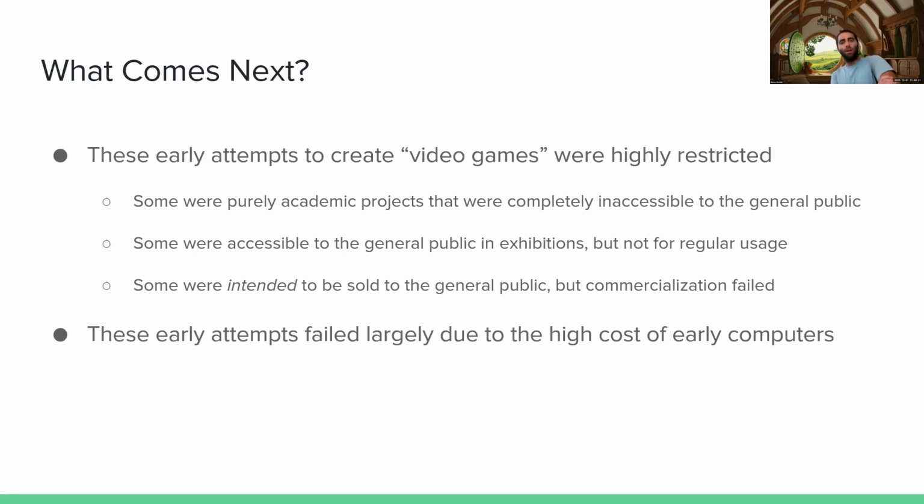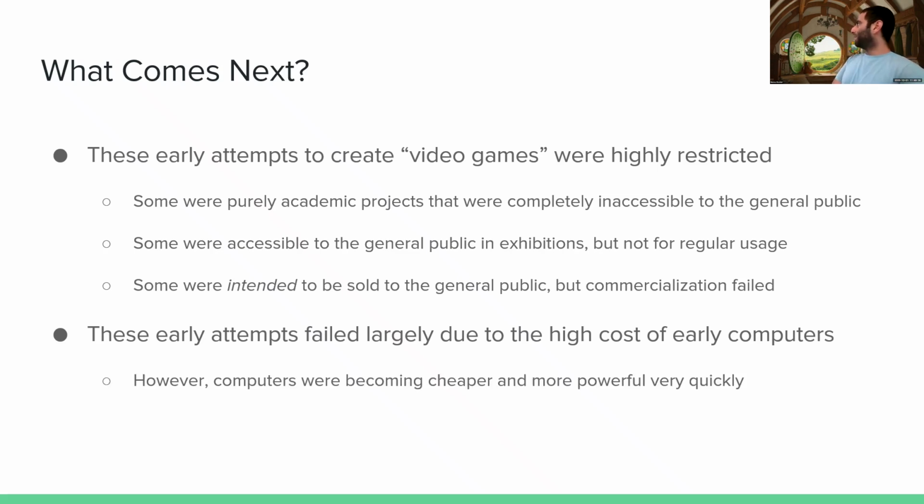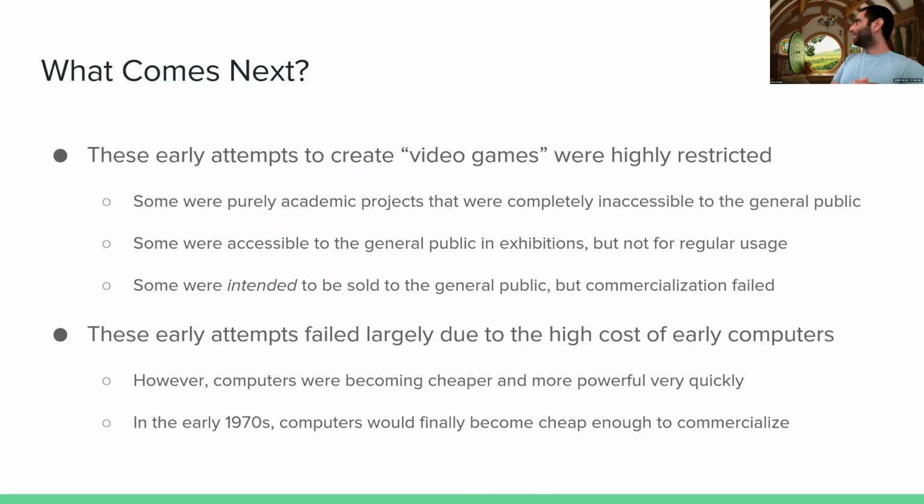So these early attempts largely failed because the cost of computers was way too expensive. Putting a computer that's small enough and cheap enough for an average person to be able to buy for their home just didn't quite exist yet. But computers were getting really cheap, really fast. And by the early 1970s, computers would finally become cheap enough to commercialize. So this is going to be the ending point of this lecture. And next time we'll talk about those early computers and therefore the early video games of the 1970s.